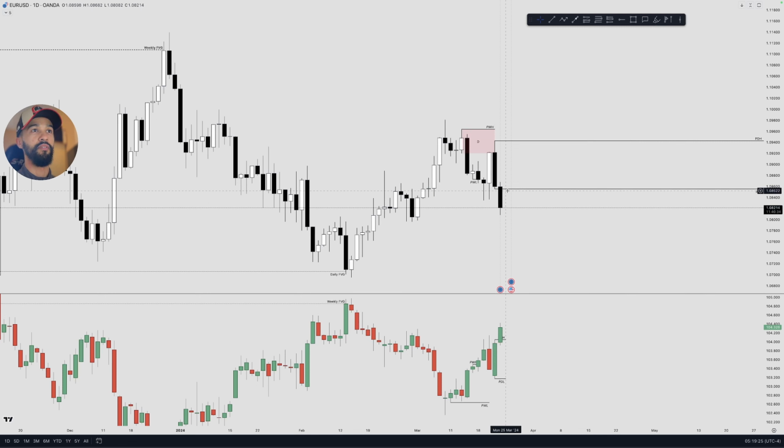We've broken through our previous daily low. We've broken below these lows from previous days during this week on Monday and Tuesday. And yeah, we have a lot of bearish momentum coming from this order block here.